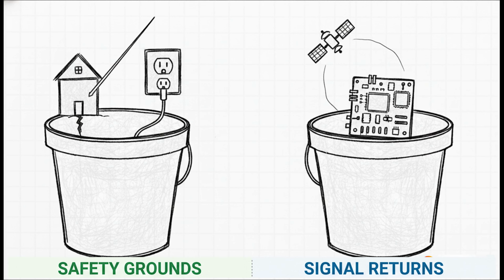It could be the green safety wire in your AC power distribution system. Or it could be a reference plane on a high-speed printed circuit board. It could even be a tiny narrow trace providing a return path for a low-frequency analog signal on a satellite. The engineering requirements for each of these physical realities are completely different. So, from this moment forward, we have to strictly categorize them into two distinct buckets: safety grounds and signal returns.